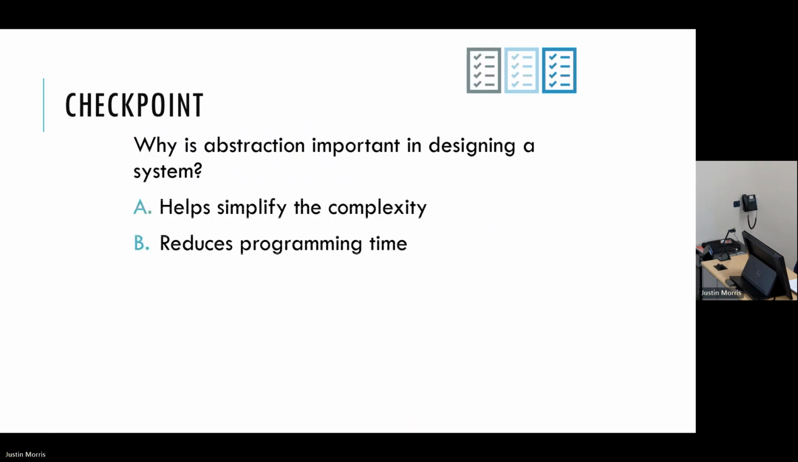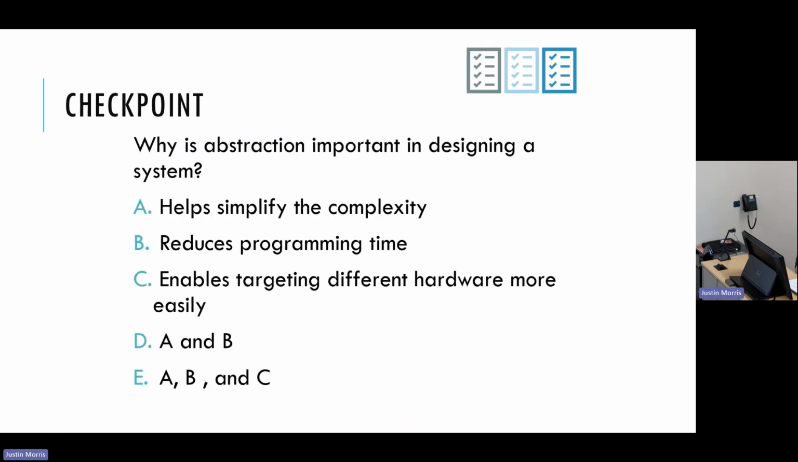All right. So here is our checkpoint. So your code for today is 952.